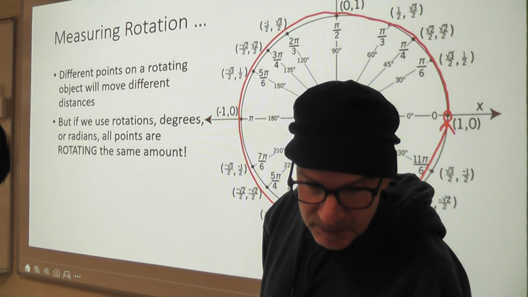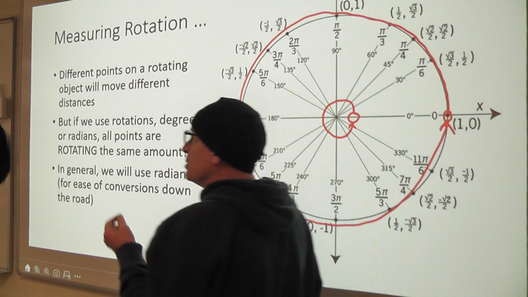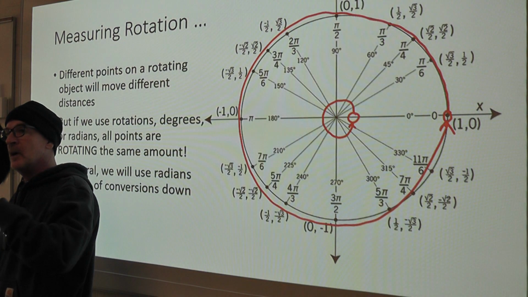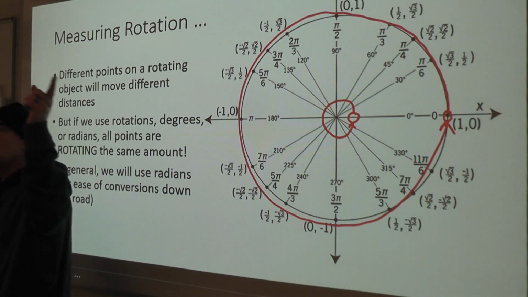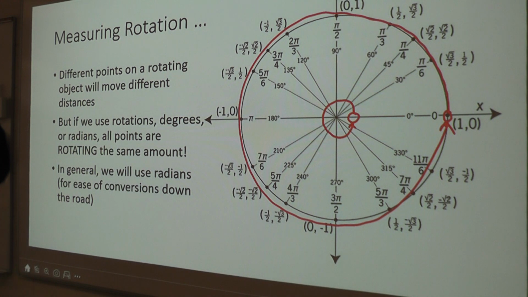The problem is that when we're trying to move back and forth between how far something moves in inches or feet or meters and how much something rotates, the most convenient unit to use is radians. So we're going to be using radians, and there's a couple of things to think about when it comes to radians. First of all, they're just another unit of rotational distance.